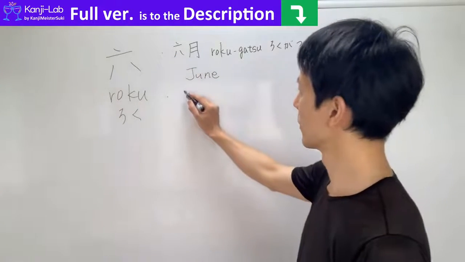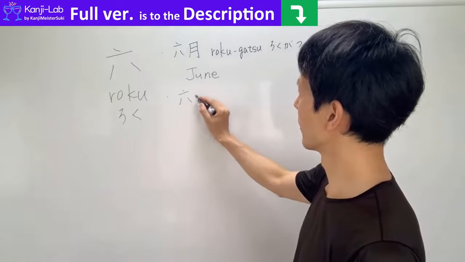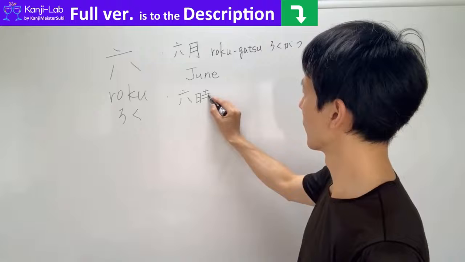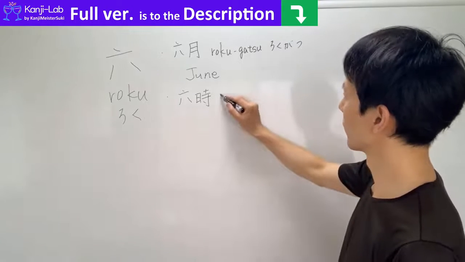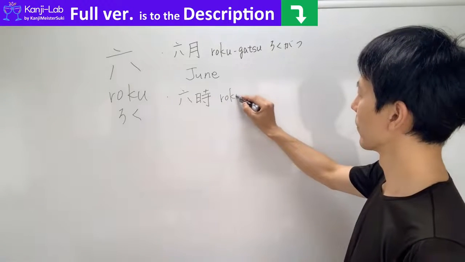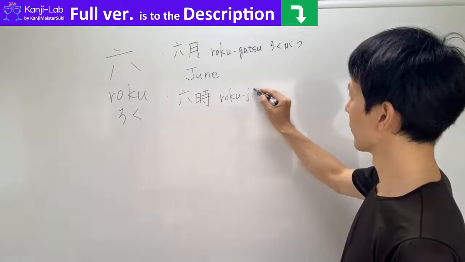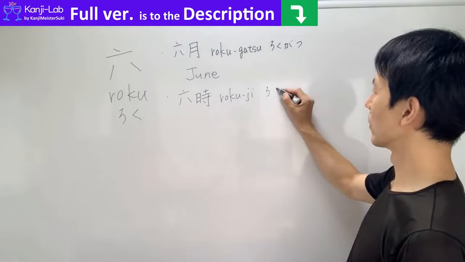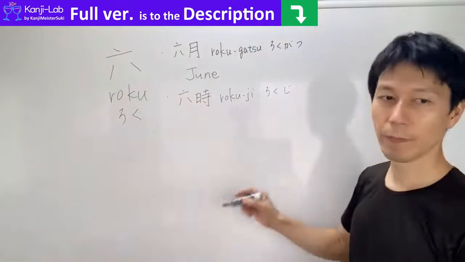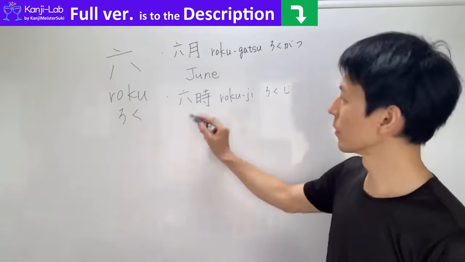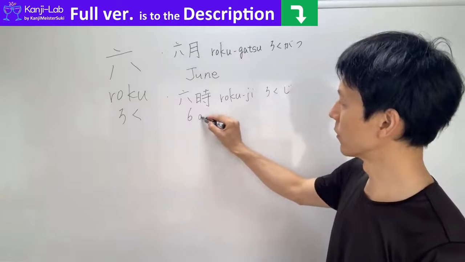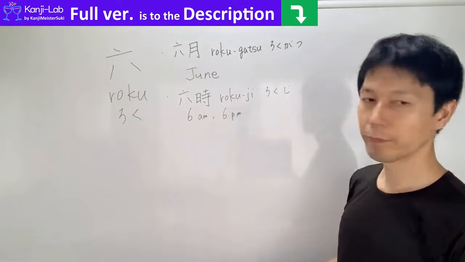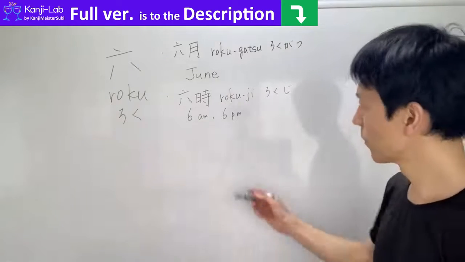Next. Rokuji. Rokuji means 6 o'clock. Next.